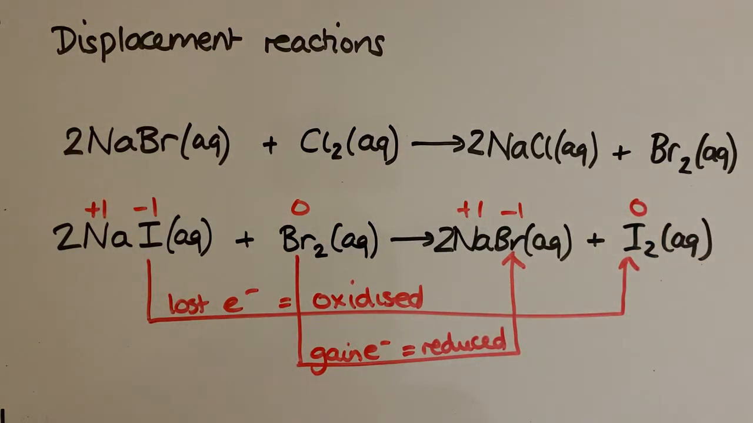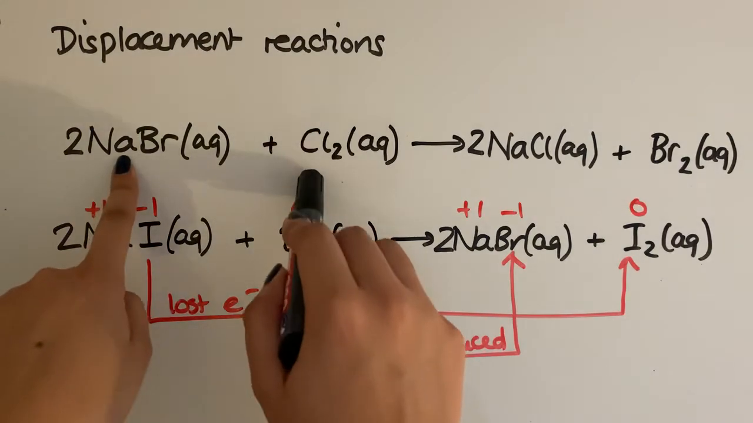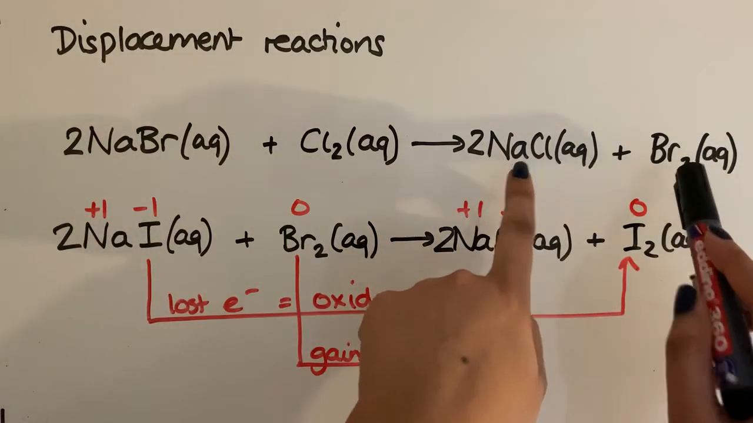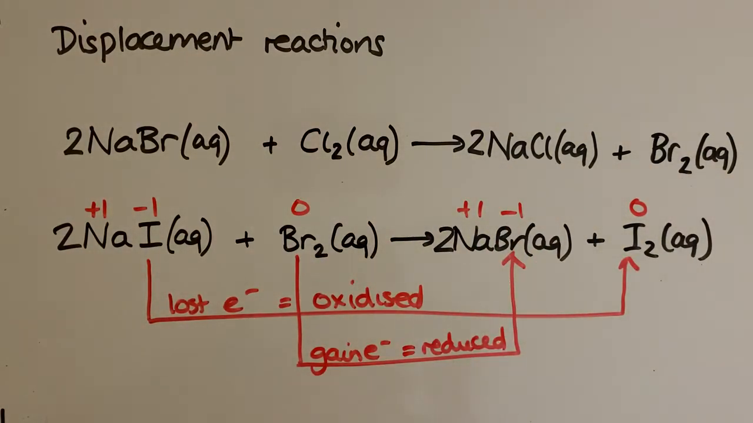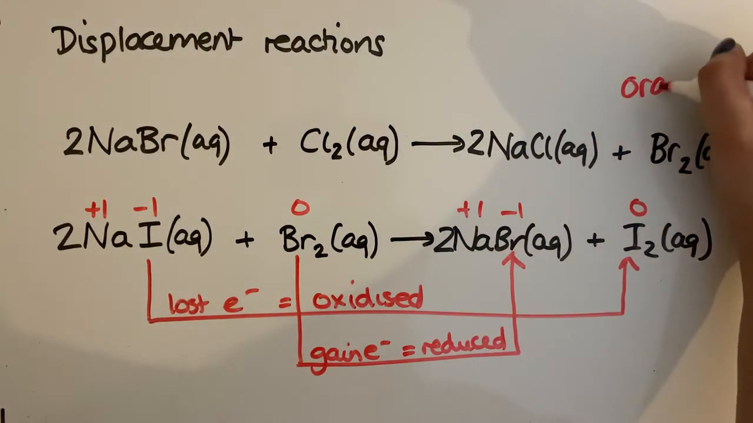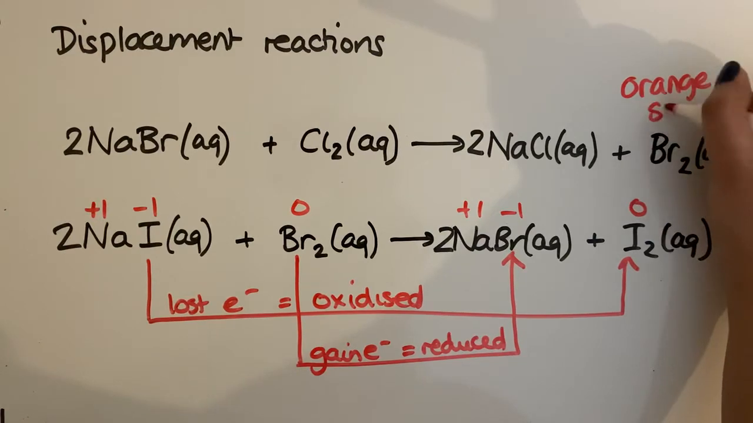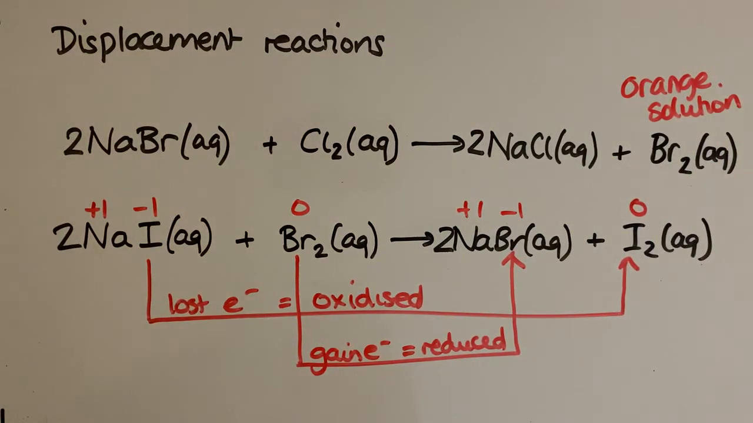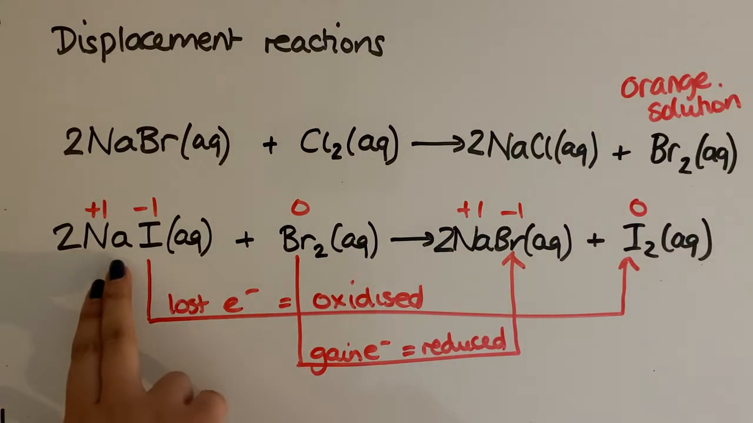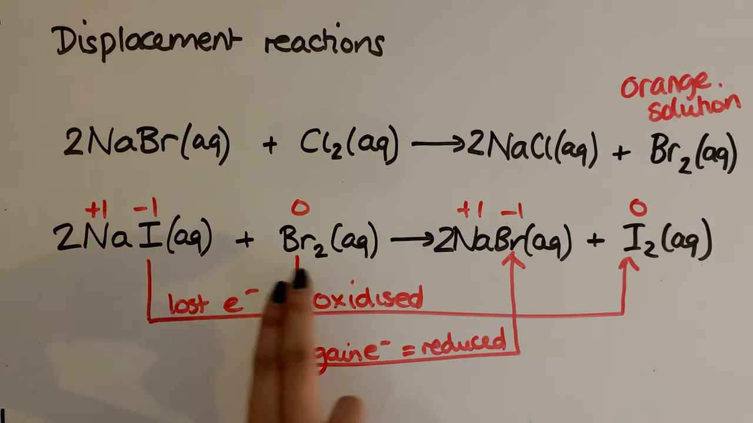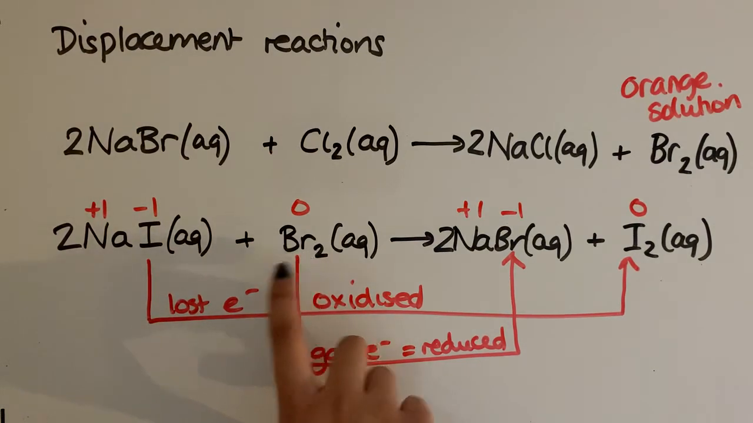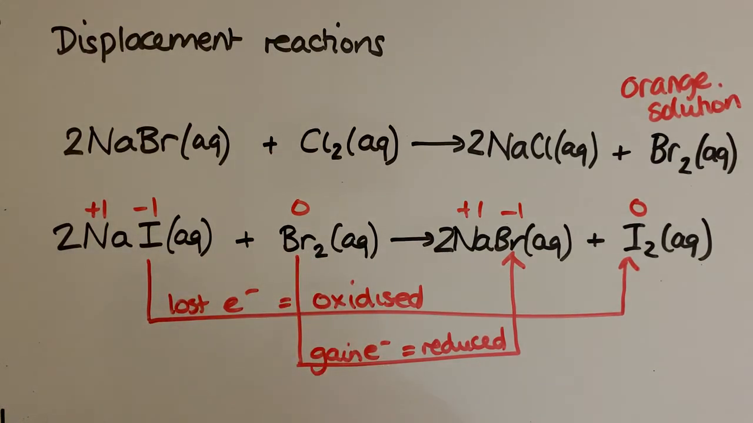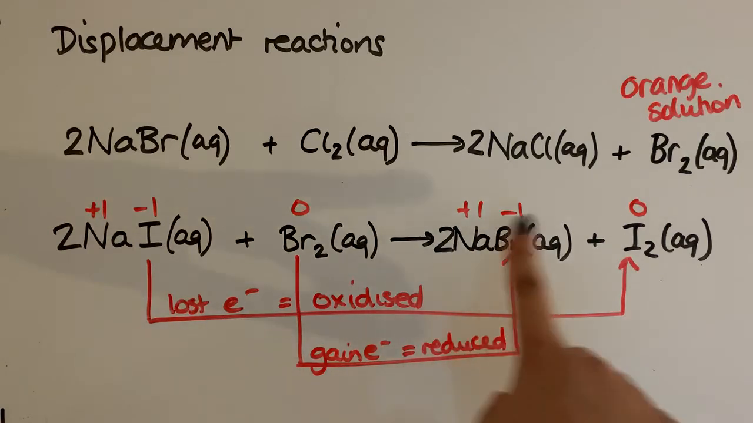So what we do observe in this, if we're mixing together two colourless things, we've got a colourless thing here, but we've got an orange solution here. So for this one, we should observe an orange solution. So it should be a colour change from colourless to orange. Now over here, again, we've got a colourless solution. Bromine, as we know, is an orange solution, so it is going to start off kind of an orange colour. We've got colourless here.